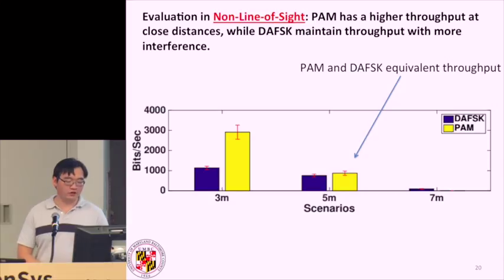And then we also did non-line of sight. Of course, you can see that the PAM had much lower throughput because of the interference, the multipathing that occurs when you're in non-line of sight. But again, around 5 meters, we experienced similar throughput.